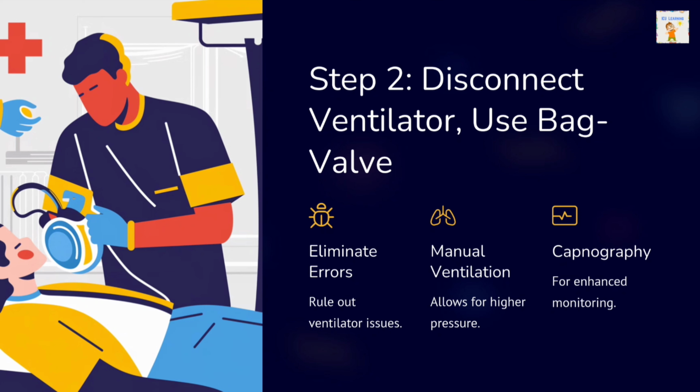Step 2 is to disconnect the ventilator and use bag valve. So this eliminates the ventilator errors and any problems with the device itself, hoses or filters. We can manually give higher pressure and immediate feedback on patient's response. We can connect this to capnography to see if there is any CO2 waveform coming.